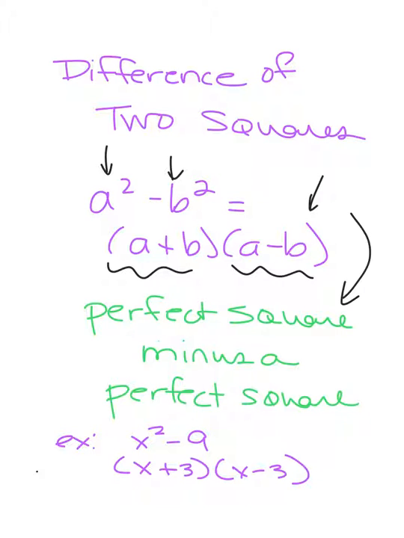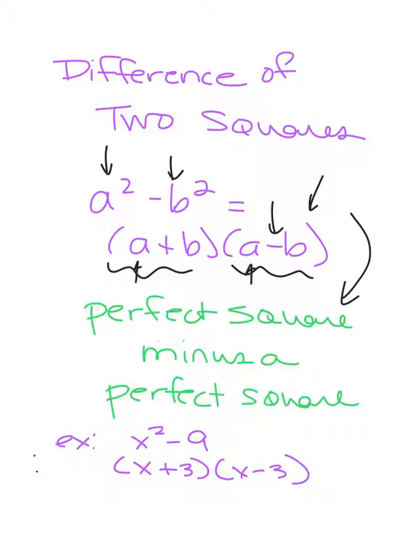So what happens is we get a times a, which is a squared, and then our outside is a times negative b, which would be negative ab, and our inside would be a times b, which would be positive ab, so our outside and inside terms would zero out. Then we're left with minus b times b, which is b squared.